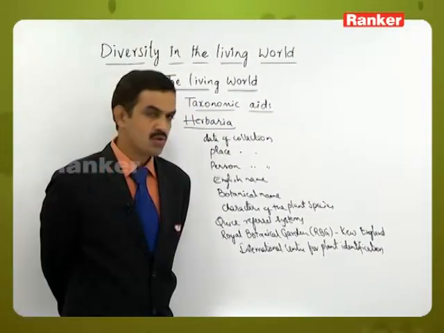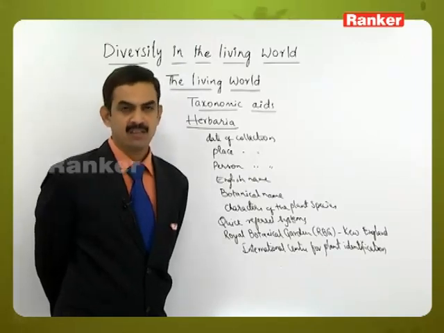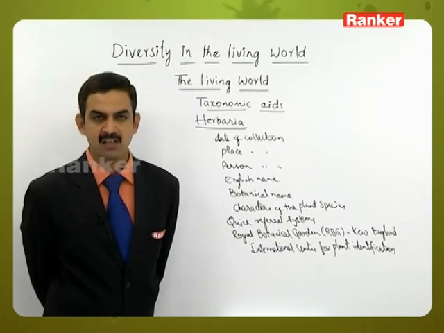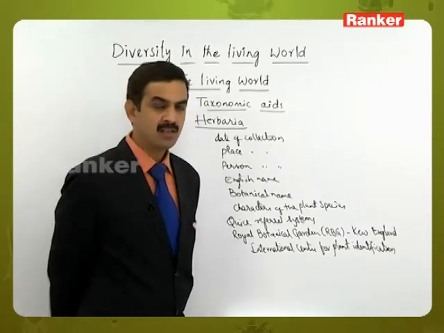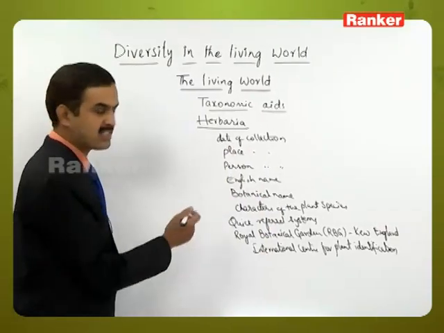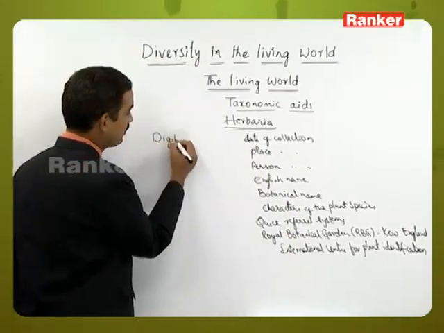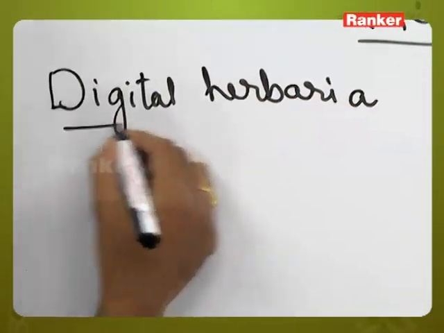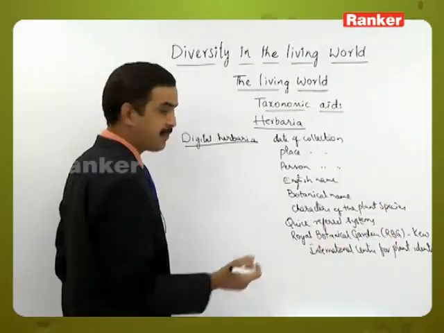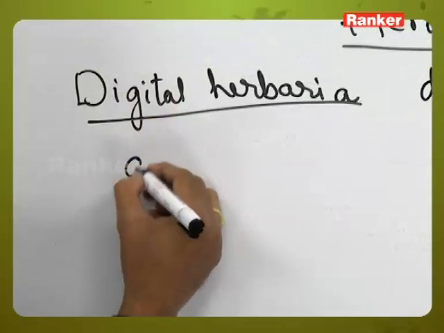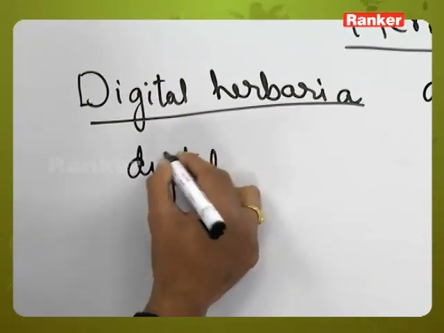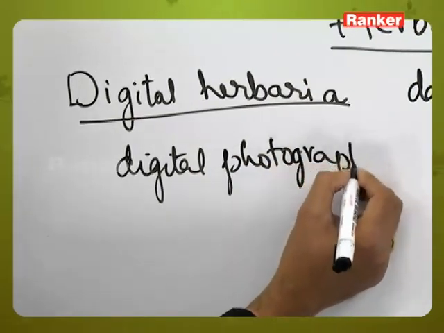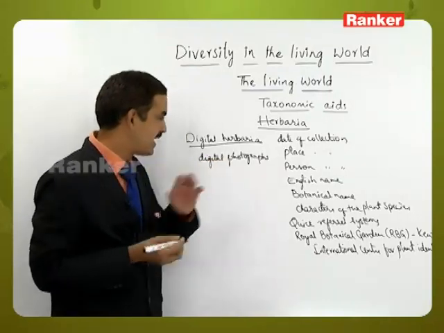So this is about the collection of plant species, that is the herbarium. Nowadays, as computers and the internet are available everywhere, instead of only collecting plant species, they started the digital herbarium or herbaria. Whatever plants have been kept in the normal herbarium, they took digital photographs of those plant species and made a digital herbarium.